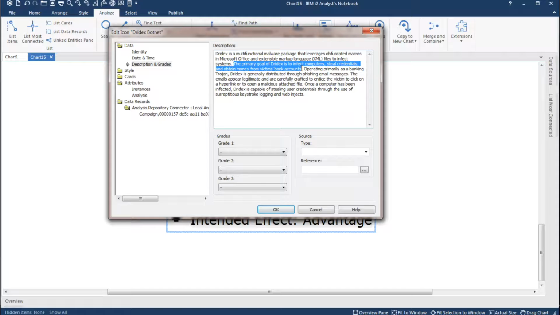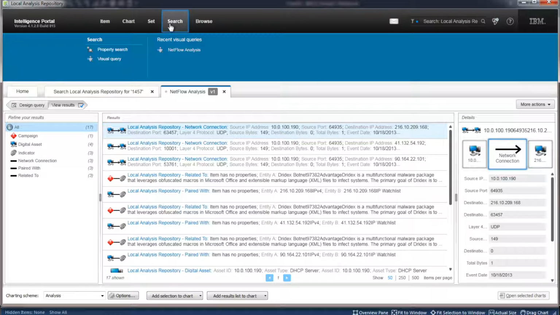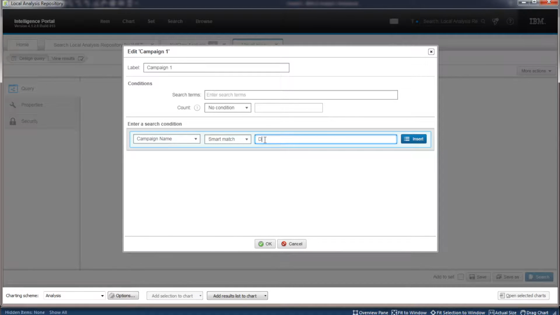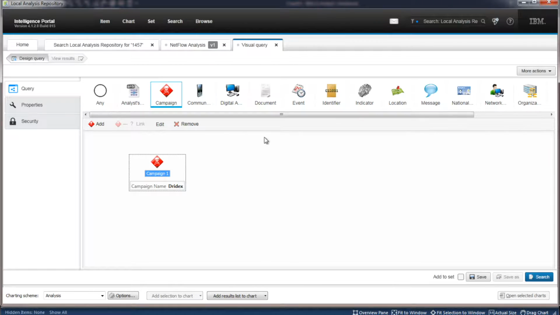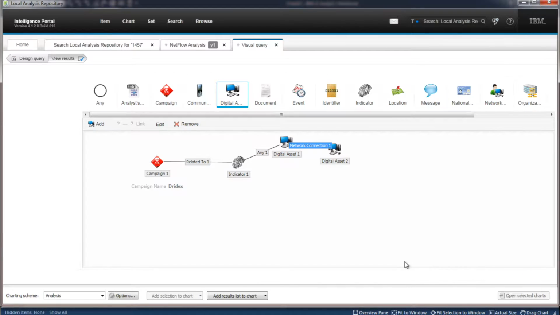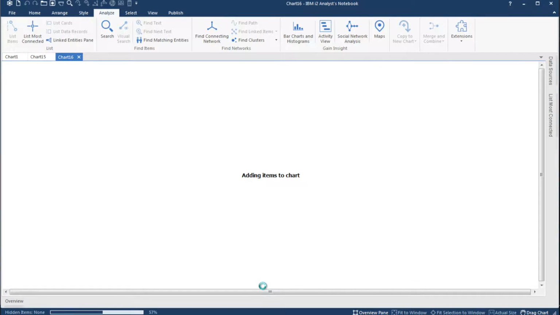I fear there are more Dridex botnet IOCs matching my communications with my internal network. With ease, I am able to simply draw out this question and search against my data using visual query, starting with a campaign entity, which would be restricted to the Dridex campaign, connected to any known indicators, paired up with digital assets who are communicating to internal network hosts. My fear is substantiated with the results. I add them to a new clean chart to facilitate analysis. By applying an organizational layout, the network picture becomes clearer.